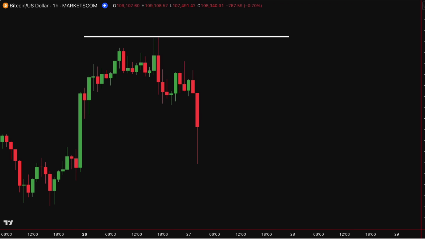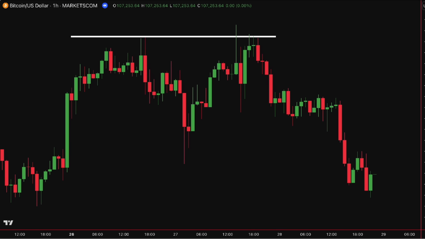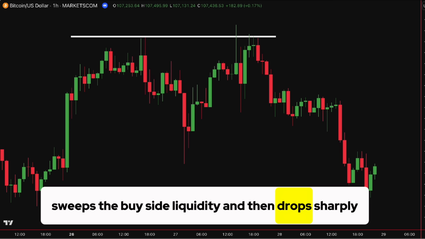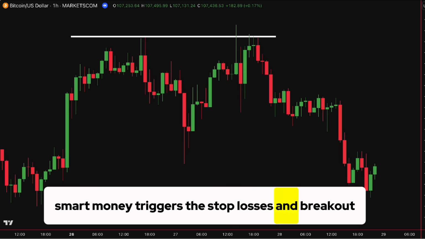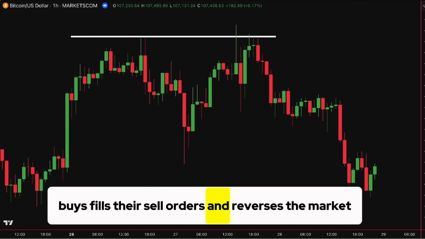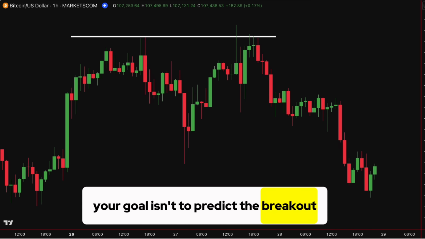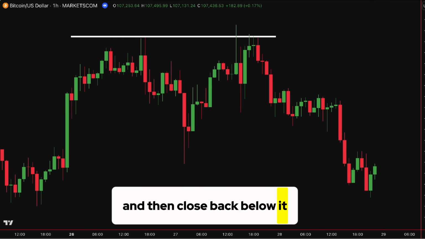Now watch what happens. Price pushes up, breaks just above the resistance, sweeps the buy-side liquidity, and then drops sharply. That's a textbook liquidity trap. Smart money triggers the stop losses and breakout buys, fills their sell orders, and reverses the market. As a smart money trader, your goal isn't to predict the breakout, it's to wait for the trap. Once you see price sweep above the level and then close back below it, that's your entry signal.